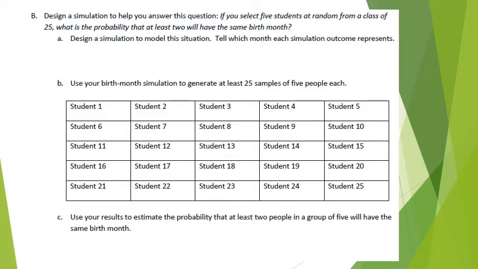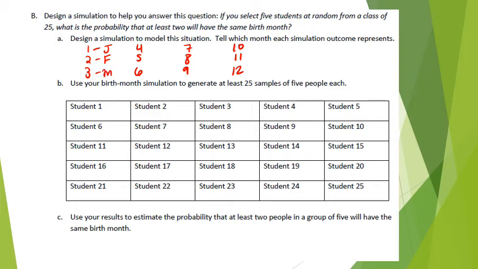One option you might have come up with is to use a random number generator and to go all the way up to 12 and to assign each number to a month of the year. So again, you could have said 1 is January, 2 is February, 3 is March, etc.